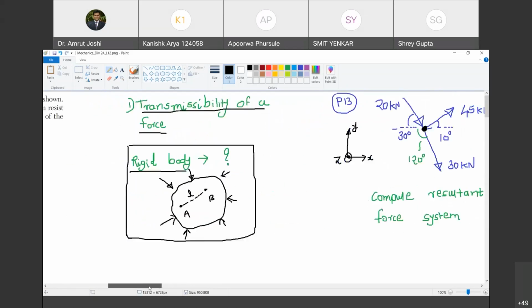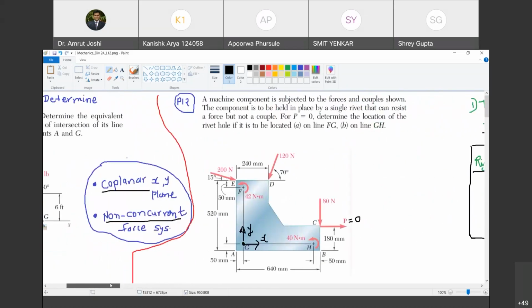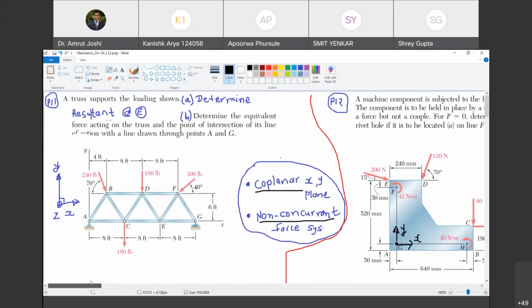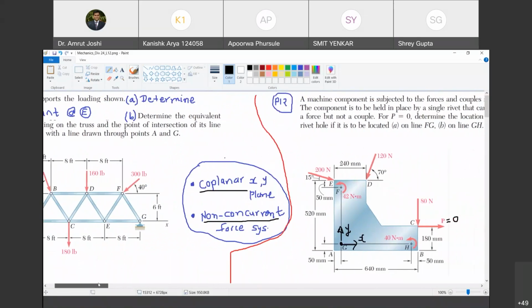Was it true for earlier problems? No. For earlier problems, it was a coplanar force system, but it was a non-concurrent force system. Are you with me? Yes, sir. And what did we observe in the case of a coplanar but non-concurrent force system? The resultant at a point is typically a force resultant plus a moment resultant. Do you agree with me? Yes, sir.